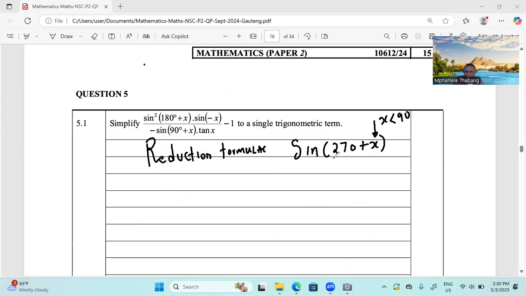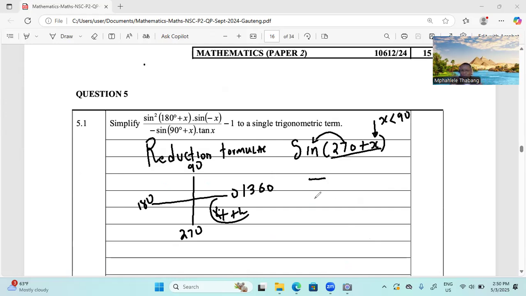So that means I can know where 270 plus x is in my CAST diagram. 90, 180, 270, 360. If you add something to 270, I guarantee you will be in the 4th quadrant. So now we know that the angle 270 plus x is in the 4th quadrant, and in the 4th quadrant the trig ratio's sign can't be positive. It is negative, so I'm going to say negative.